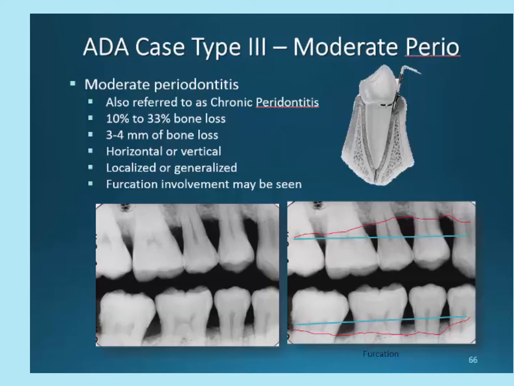10 to 30% of bone is lost at this stage, and probing readings are in the 3 to 4 millimeter range. Both horizontal and vertical bone loss is evident. The condition can be localized or generalized. If the condition is generalized, then probing measurements will be in the 4 millimeter range throughout 30% of the dentition.